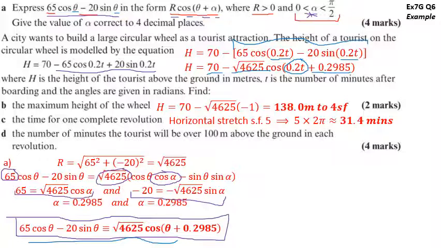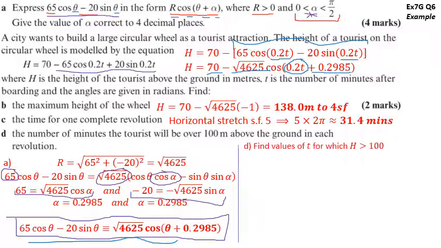Part D, this is the most sophisticated bit of it, I think. It takes a bit of thought. The number of minutes the tourist will be over 100 meters above the ground in each revolution. So over the course of a single cycle, perhaps you would define it as from 0 to 10 pi, since you now know that the revolution time is 10 pi. You would look at the times when the height is greater than 100 meters.